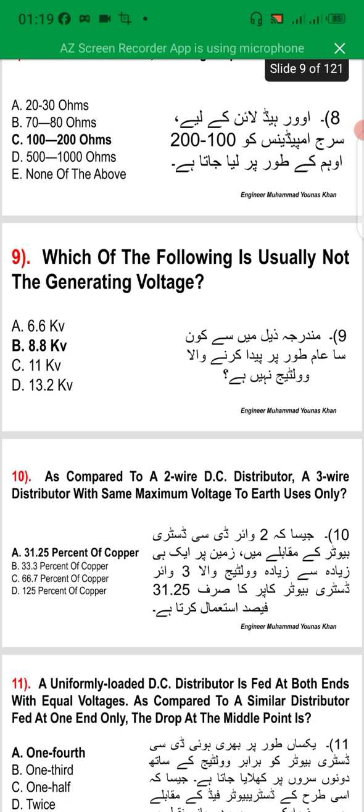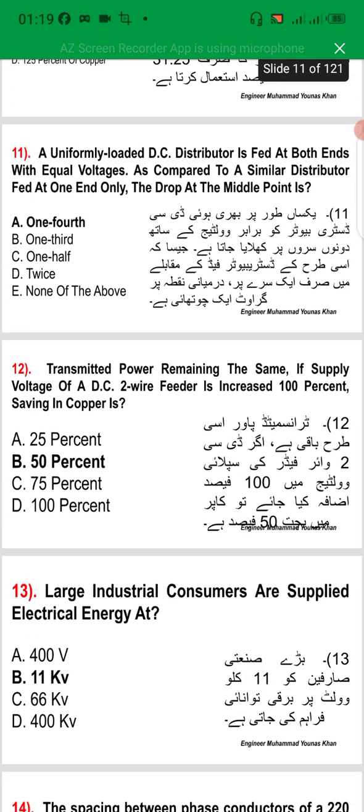Which of the following is usually not the generating voltage? 8.8 kV. As compared to a two-wire DC distributor, a three-wire distributor with the same maximum voltage to earth uses only 31.25% copper.